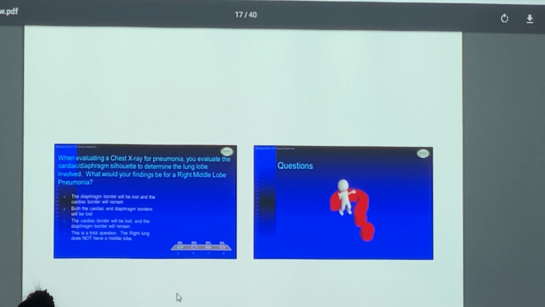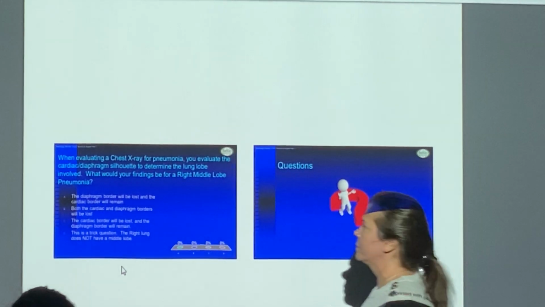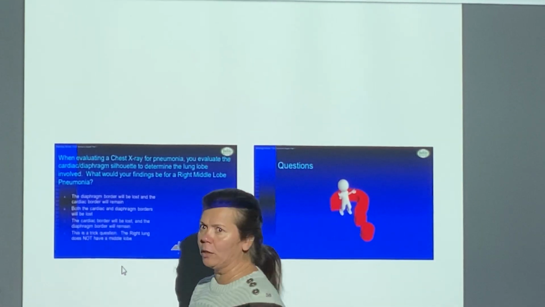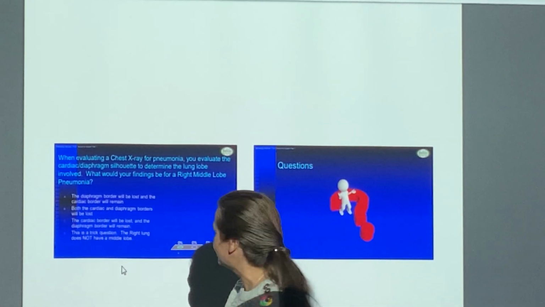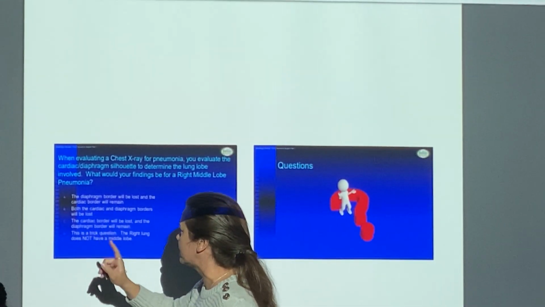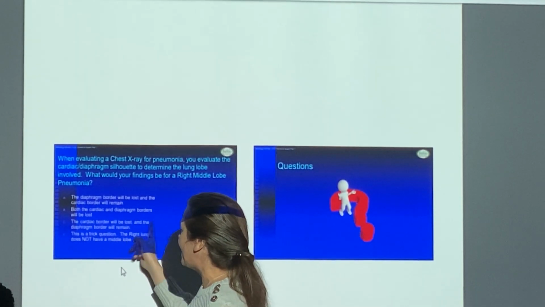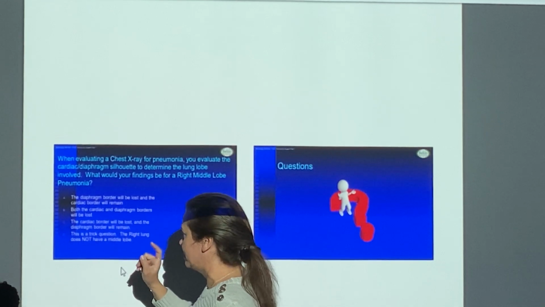Here it says, when evaluating a chest x-ray for pneumonia, you evaluate the cardiac and diaphragm silhouette to determine the lobe involved. What would your findings be for right middle lobe pneumonia? The diaphragm borders will be lost. Both the cardiac and diaphragm borders will be lost. The cardiac border will be lost, but the diaphragm border will remain.